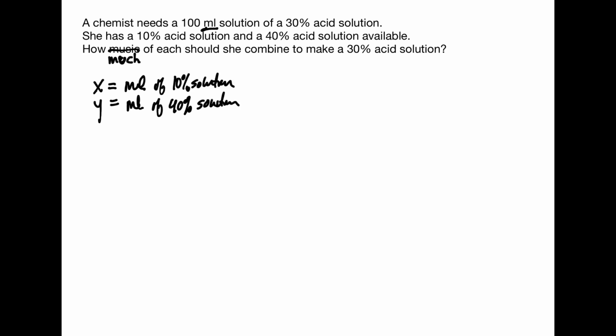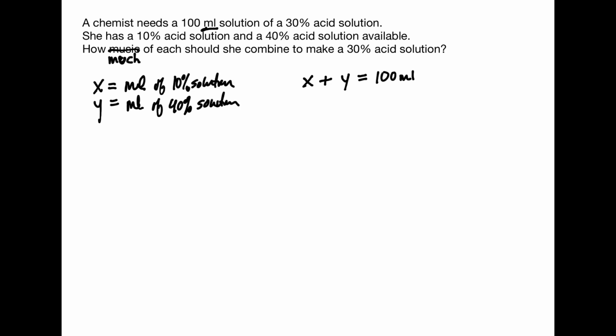There's two equations that we can get from what we have here. First, the easy one is just the combination of X plus Y, because I know that I want 100 milliliters, right? So however many milliliters of X I have, combined with however many milliliters I have of Y, I know that I'm going to get a 100 milliliter solution when I'm done, or that's what I want at least.